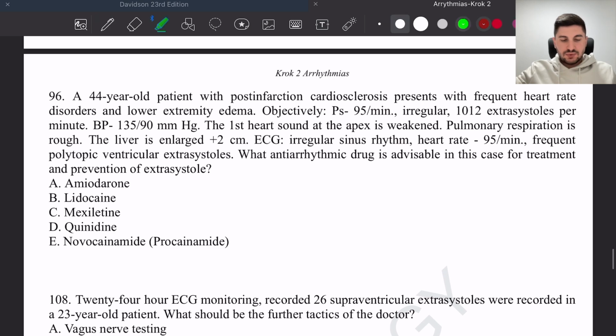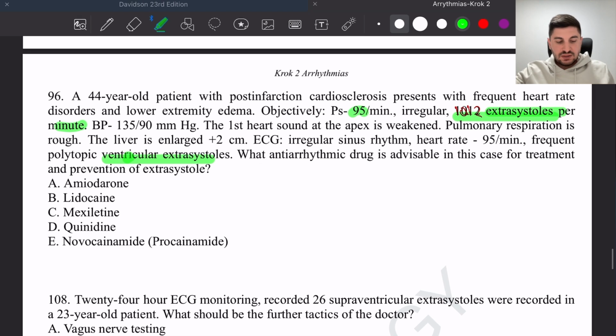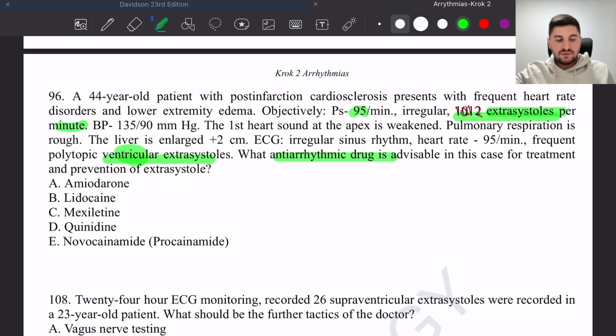We have two questions about the treatment. Here, a patient with post-infarction cardiosclerosis has frequent heart rate disorders and lower extremity edema. Pulse is 95, irregular. He has extrasystoles, I think 10 to 12, not 1000 per minute. 10 to 12 extrasystoles per minute is quite a lot, and they repeat themselves, frequent ventricular extrasystoles. What antiarrhythmic drugs are advisable?